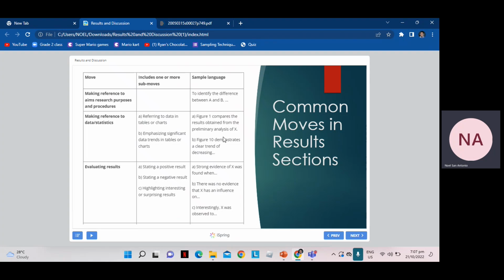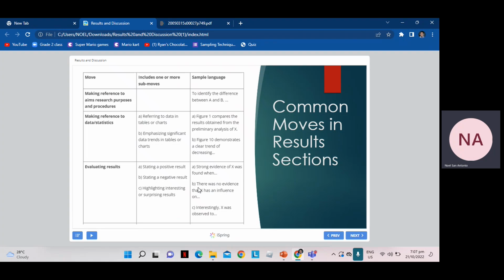Another move that you can use to explain the results of your study is evaluating results. What do you mean by that? You can use three moves in writing your results. First is stating a positive result. For example, strong evidence of X was found when... That's a positive example. There is a correlation between, or there is a significant difference between variable A and variable B, for example. You can also state a negative result.